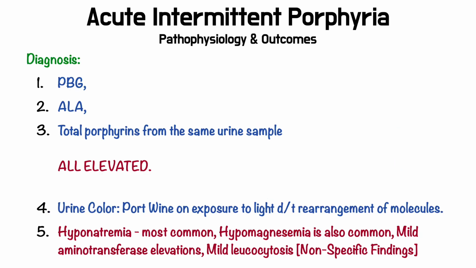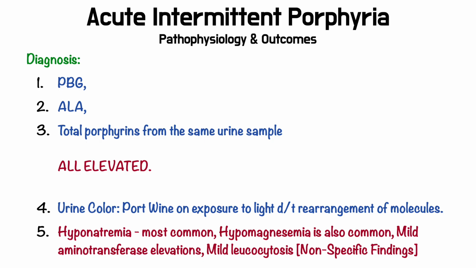So let's talk about the diagnosis of the disease. What actually happens in this is that we have to look for PBG, ALA, and total porphyrins from the same urine sample. All these PBG, ALA, and total porphyrins will be increased in the urine sample. So that is the diagnosis. And also, if you see the urine color, it is port wine on exposure to light due to rearrangement of molecules. So port wine color urine is typical for acute intermittent porphyria. You have to remember that.